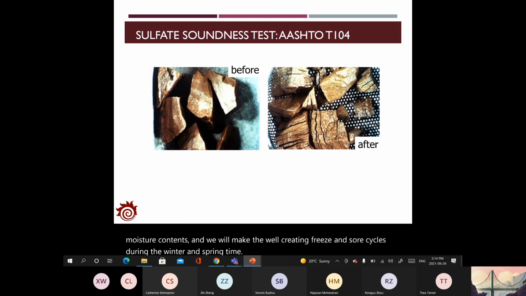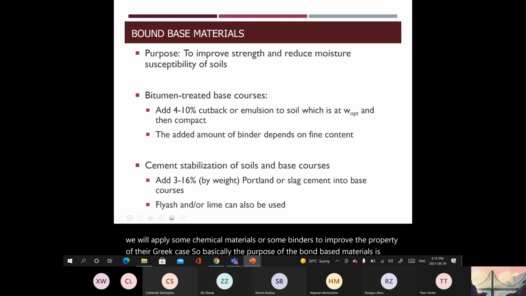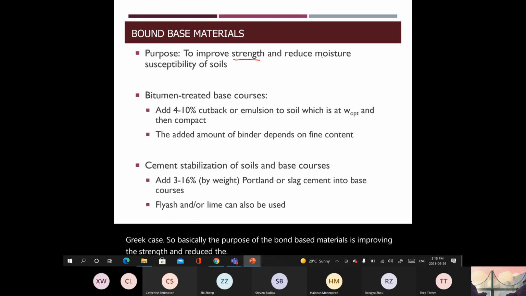So I think I can still cover one more topic. The other thing that can be applied for the granular base and subbase layer would be the bond-based materials. With that we will apply some chemical materials or some binders to improve the property of the aggregates. Basically, the purpose of the bond-based materials is improving the strength and reducing the moisture susceptibility of the soil.